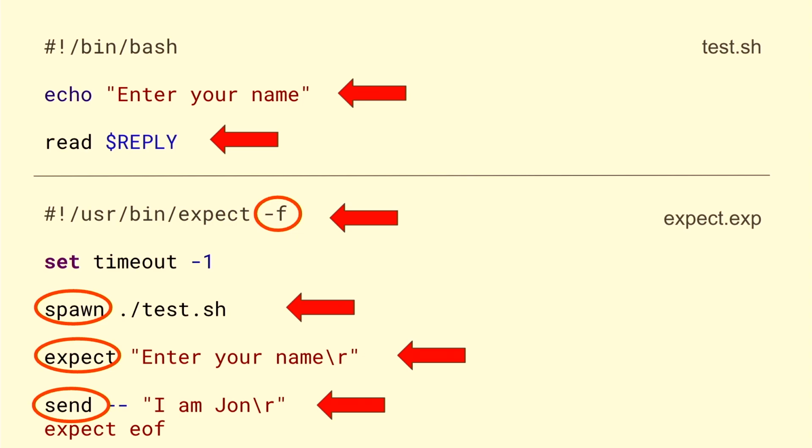So when we run this expect script, if the test script and the expect script are in the same directory, the expect script will automate the output of the test.sh script. And of course, it's extremely important to add expect eof, the end of file, at the bottom of the expect.exp script. If you don't add that, then it will not actually run the script properly because it won't reach the end of the file.